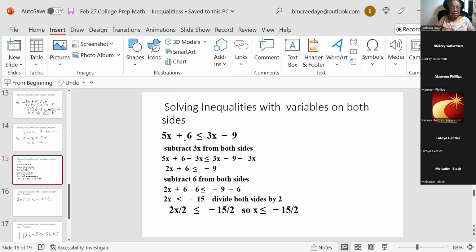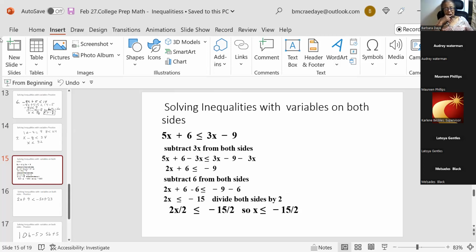We could subtract the 3x from both sides, and that gives us the 2x on the left. Then we have the minus 9, and we can subtract the 6 from both sides, which gives us a minus 15. So 2x less than or equal to minus 15. So you divide both sides by 2, and you get x less than or equal to minus 15 over 2. Sometimes it's not left as a fraction, you could have put it as minus 7.5, and that would be correct also.